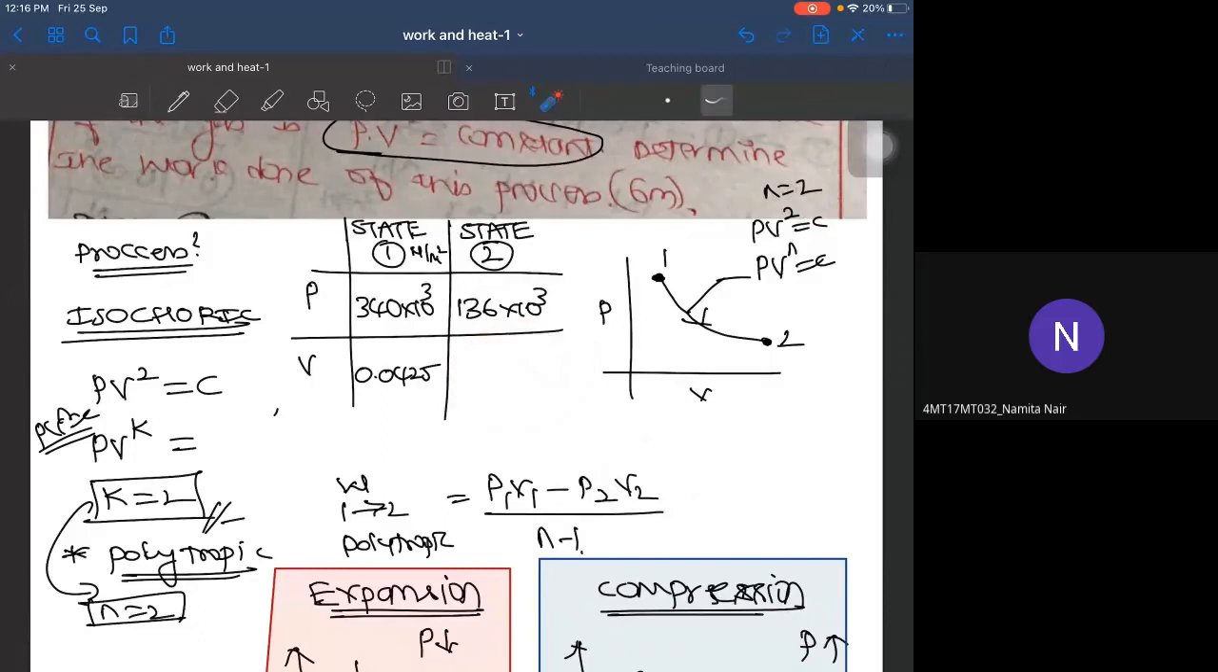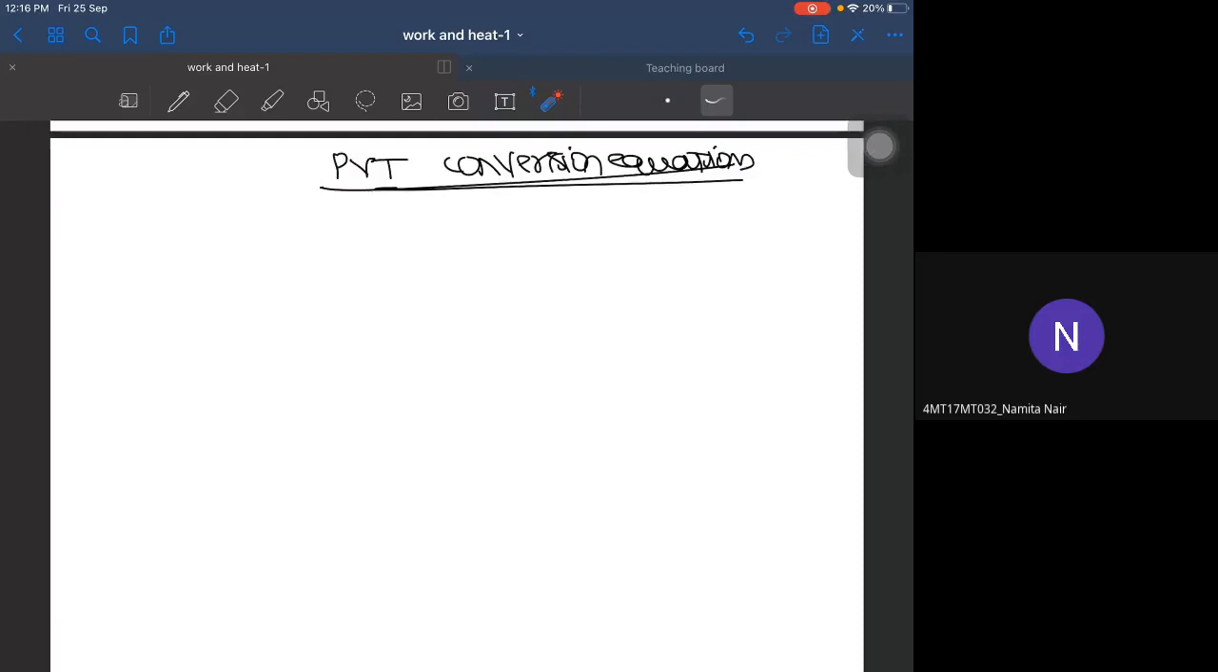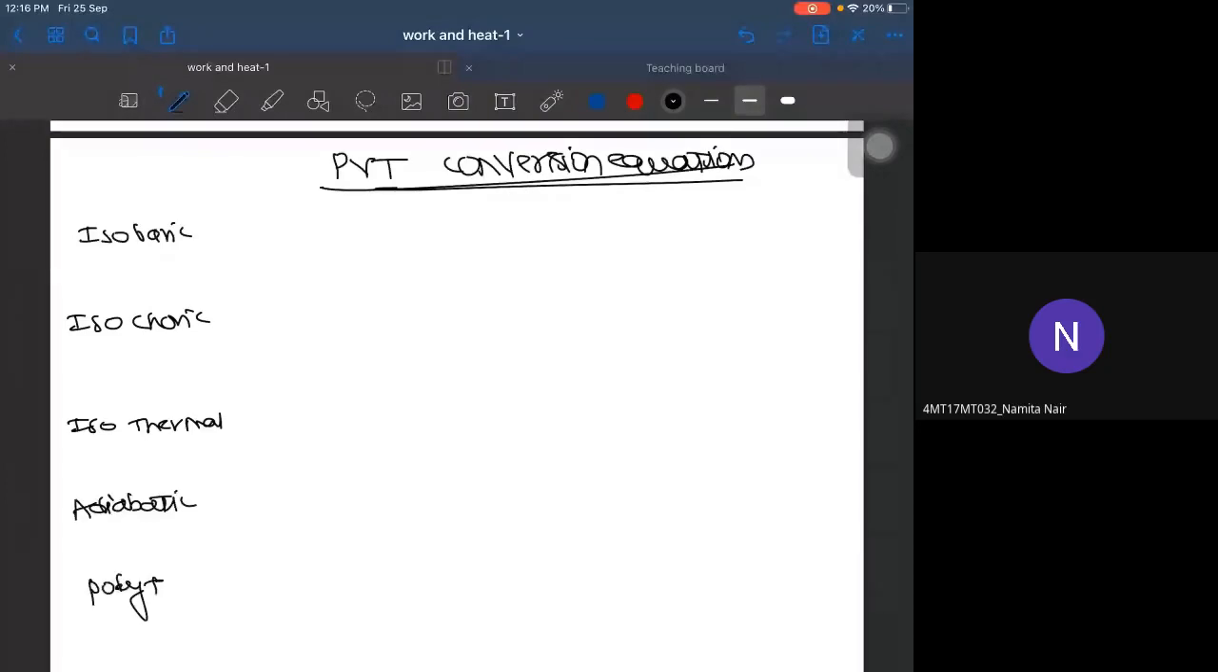So in order to calculate the value of V2, we must come across a concept known as PVT conversion equations. Okay, we shall see what it is. So there are again five processes, and I'll be explaining for all the processes: isobaric, isochoric, isothermal, adiabatic, and your polytropic. Okay, you know all the data.